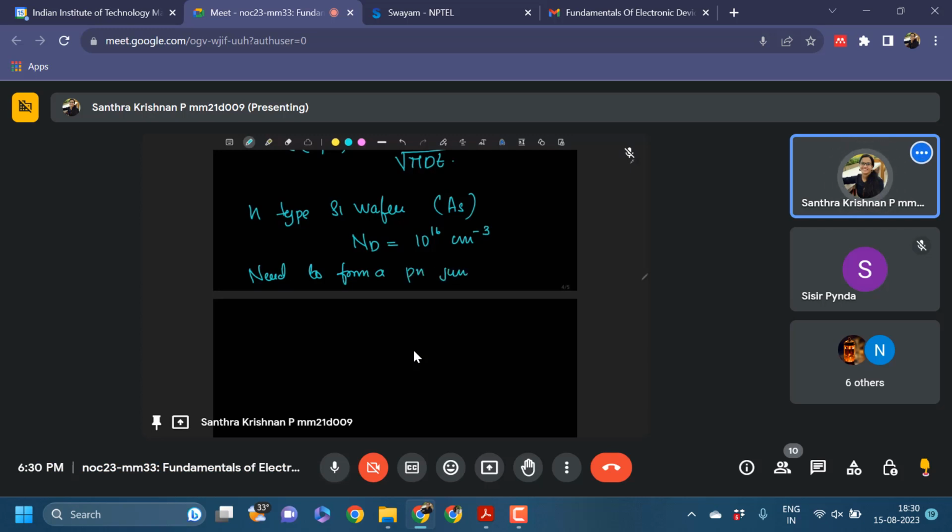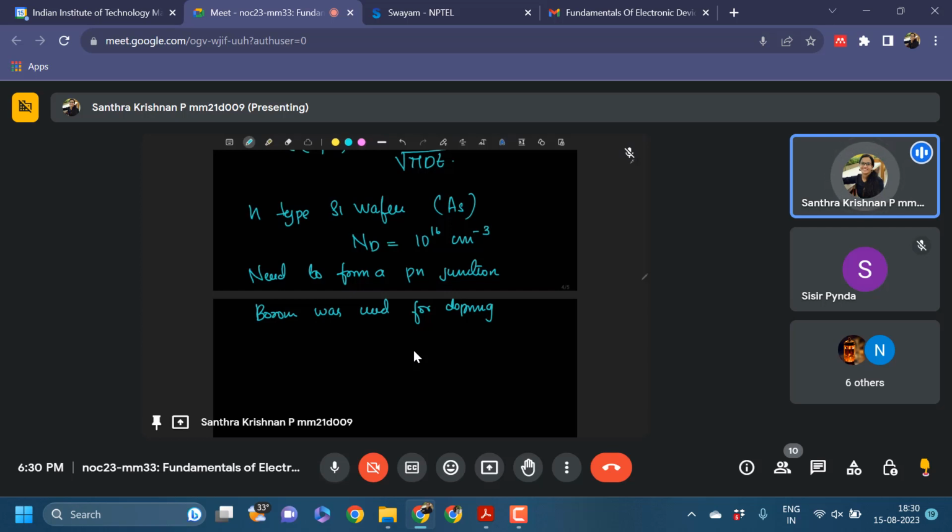PN junction. And we need to understand at what depth the PN junction has been formed. And this P-type is induced into the material using a boron source. So initially our silicon wafer was N-type. It had Nd equal to 10 power 16 centimeter power minus 3, and now we need to form a PN junction. Boron was used for doping. And the PN junction was finally formed, and we need to understand at what depth the PN junction was formed.